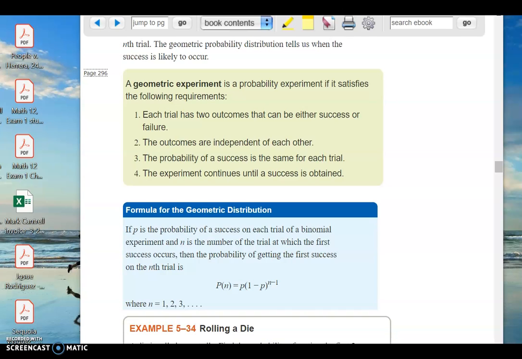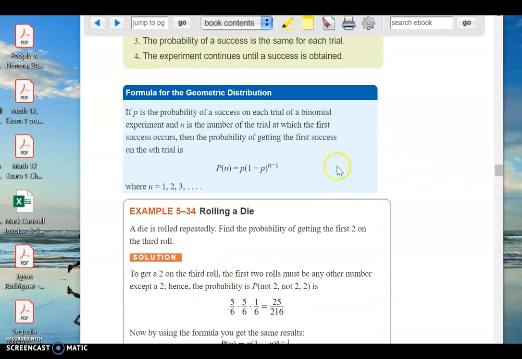So here we go. Here's the formula for it, and I think we can figure this out. P is the probability of a success on each trial, and it never changes. N is the number of the trial at which the first success occurs. Well, once you have the first success, you stop playing, right?